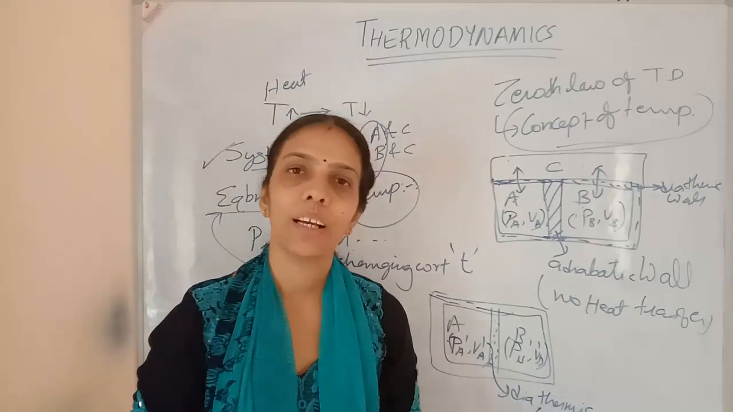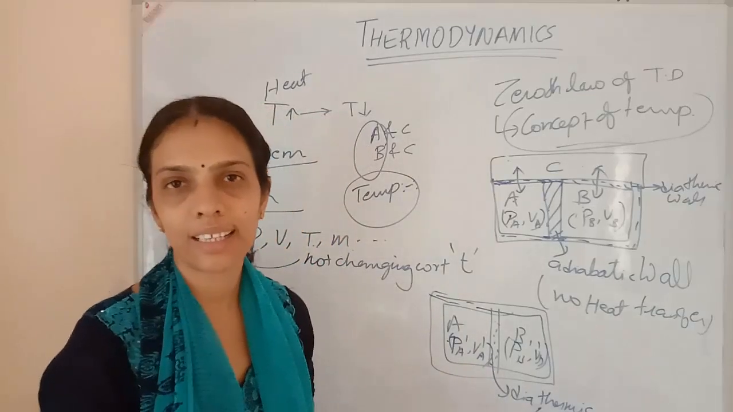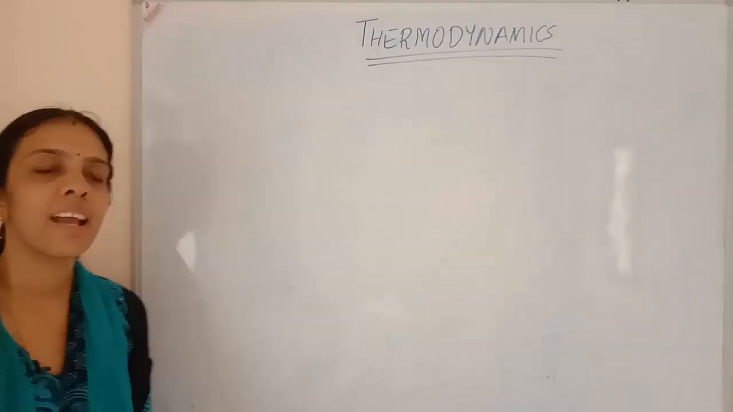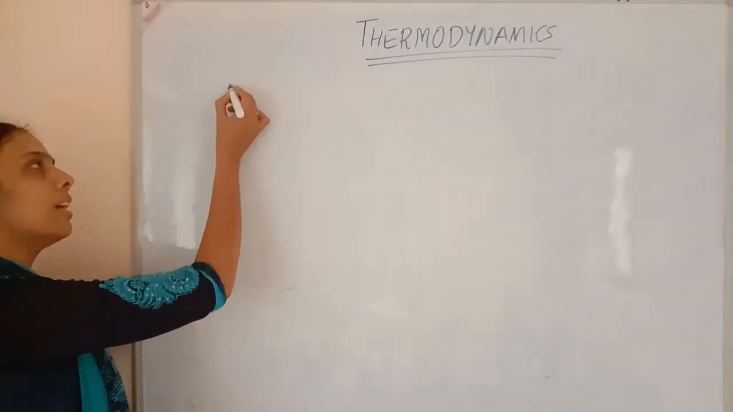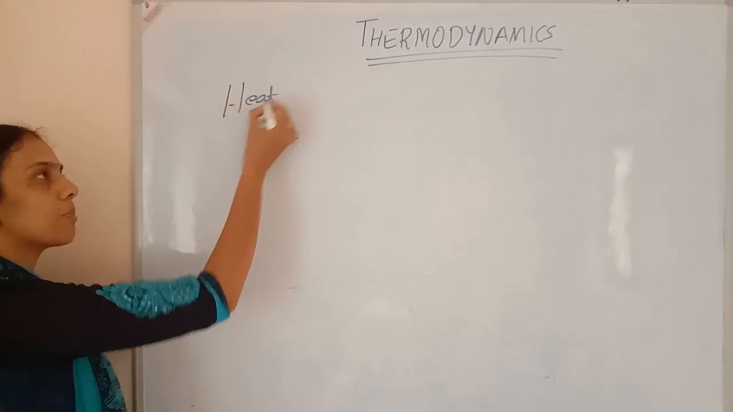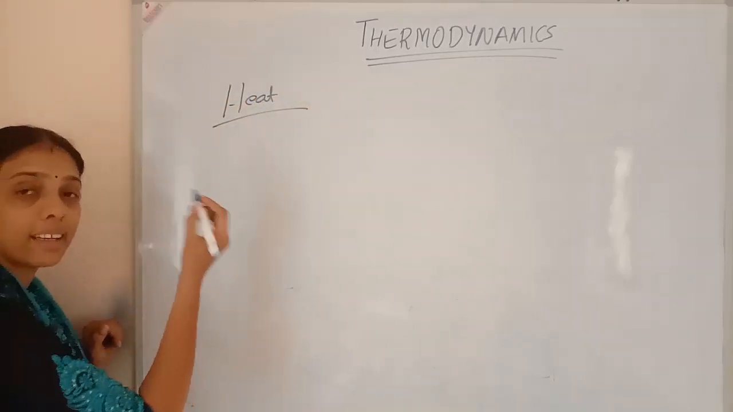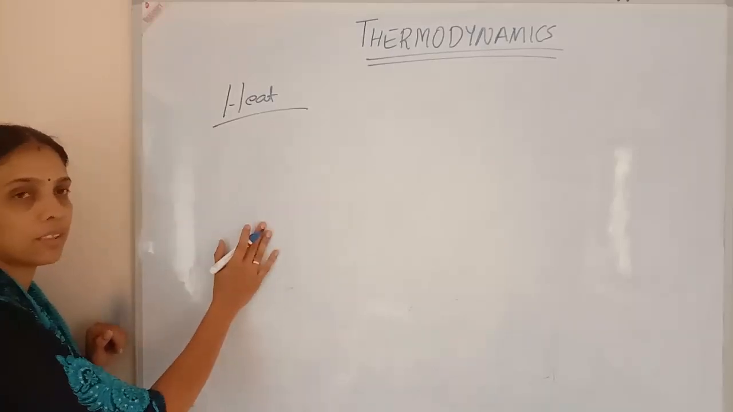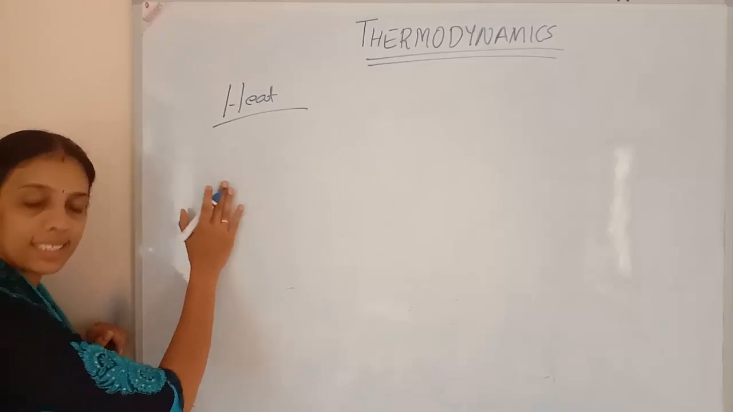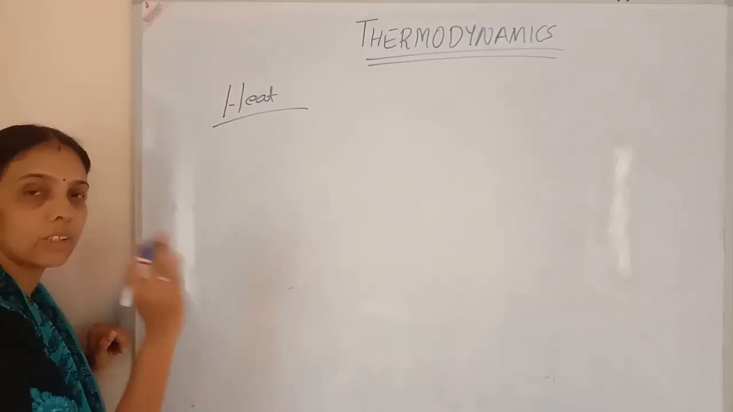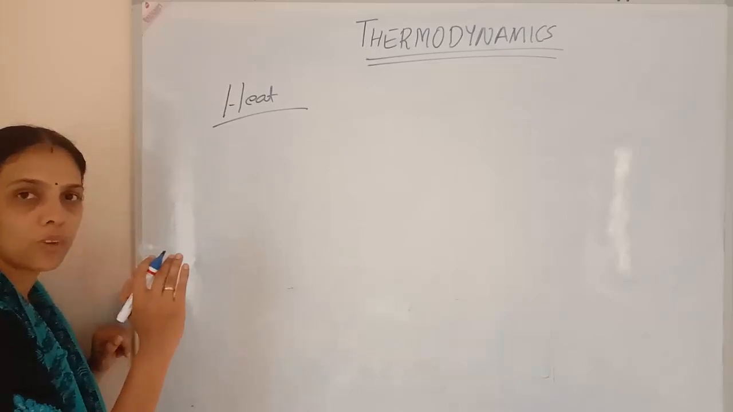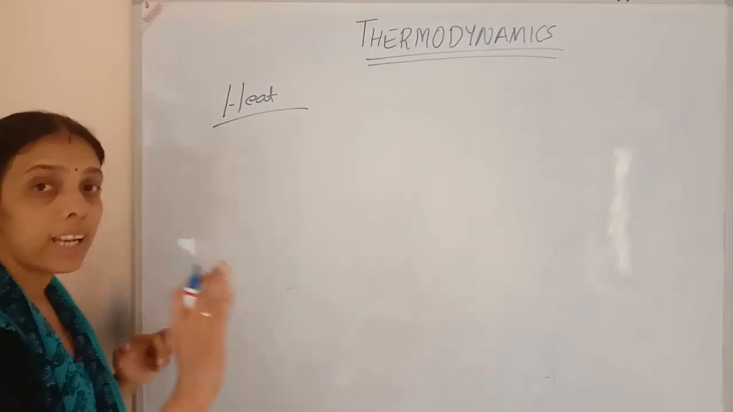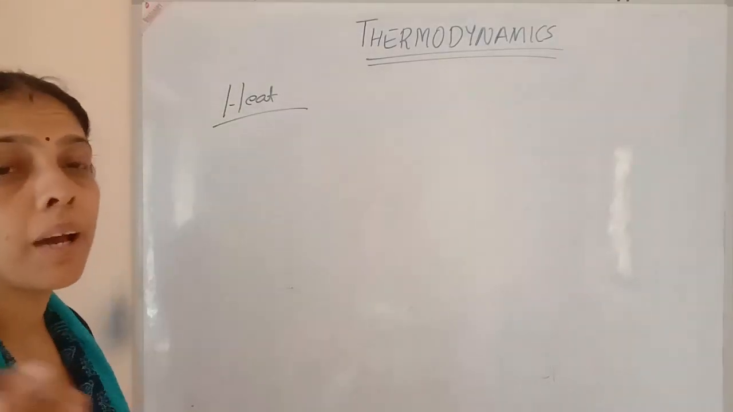Next we are going to study internal energy, work done, and heat. Next we are considering heat. Already I told you what is meant by heat. Heat is a form of energy which moves from a higher temperature region to a lower temperature region, till it reaches thermal equilibrium.